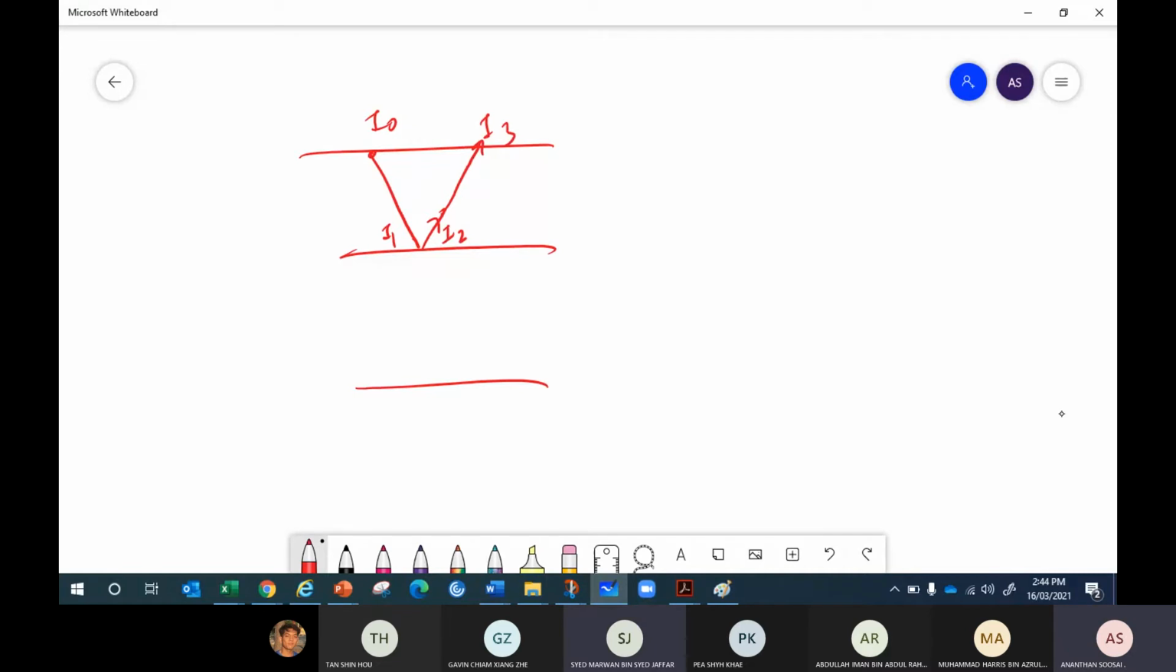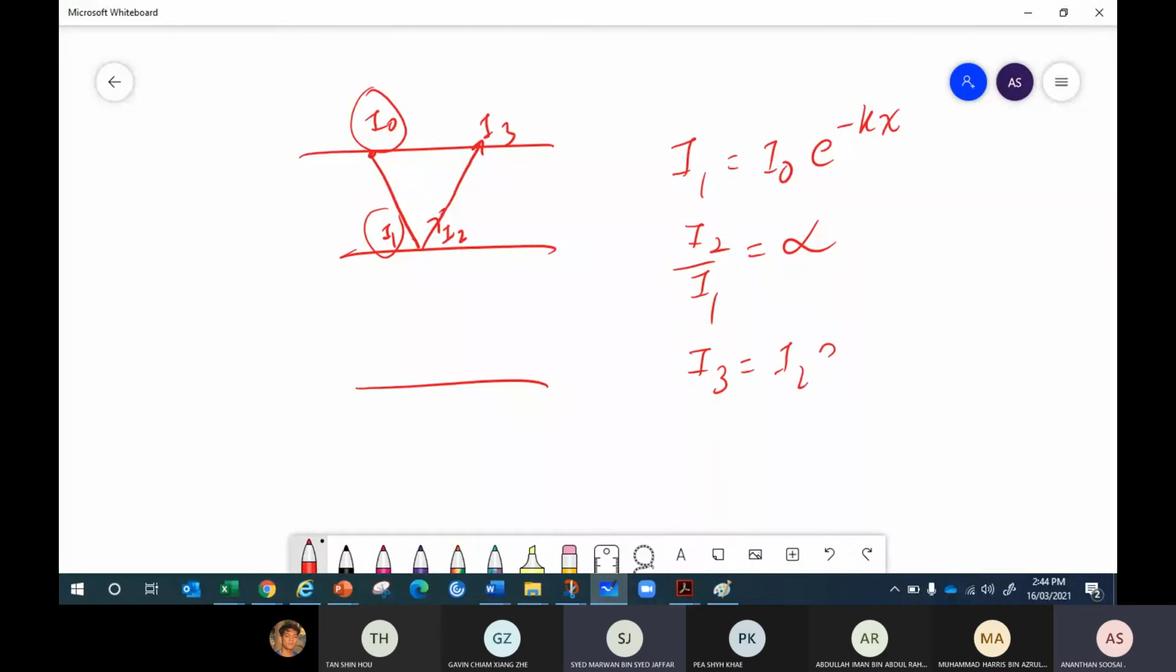So how are I1 and I0 related? I1 equals I0 e negative Kx, right? Yes. How are I1 and I2 related? I2 over I1 equals alpha, correct? Yes. How are I2 and I3 related? I3 is I2 e negative Kx, correct? But what relation do we want? We want I3 connected to I0.